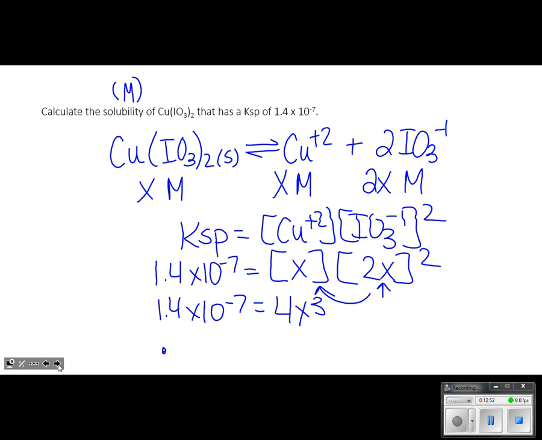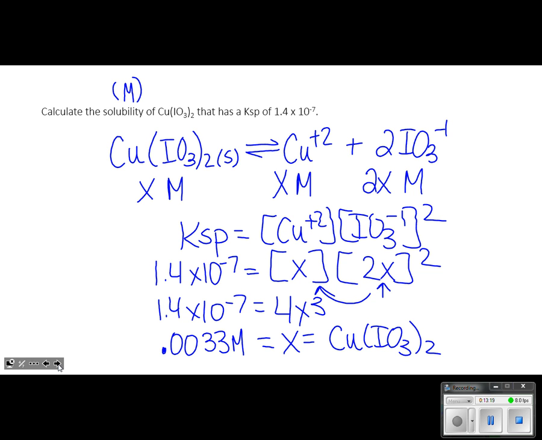And that gives us 0.0033 molar equals our x. They asked us for the solubility or the molarity of the copper iodate. X is also equal to the copper iodate. So we have our molarity or our concentration of it.